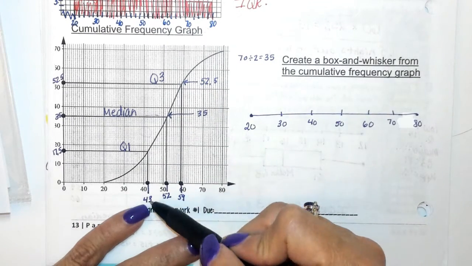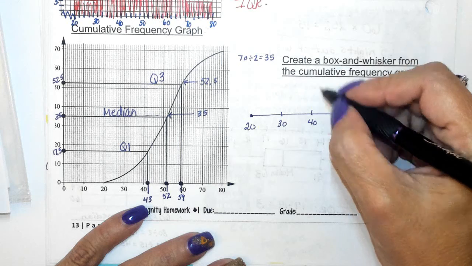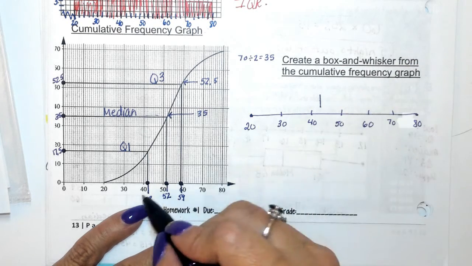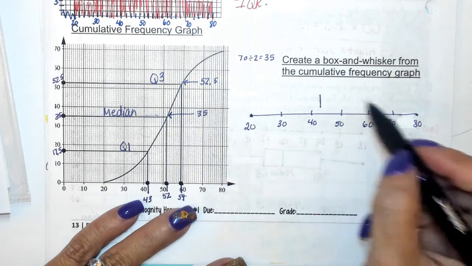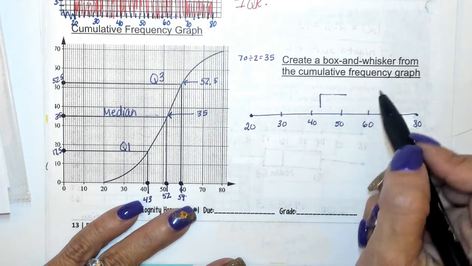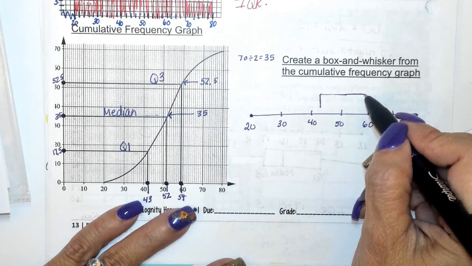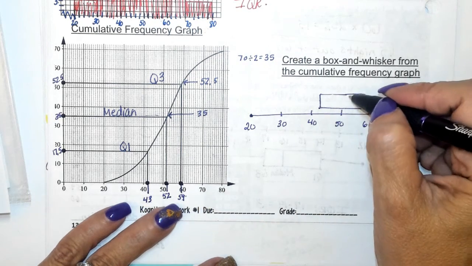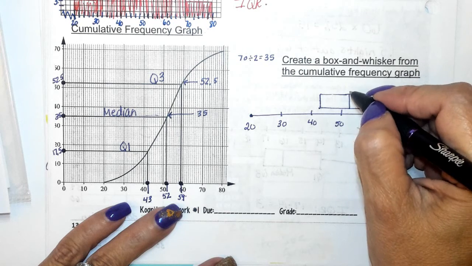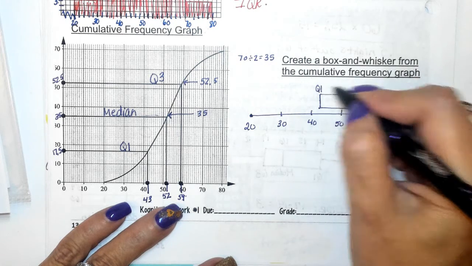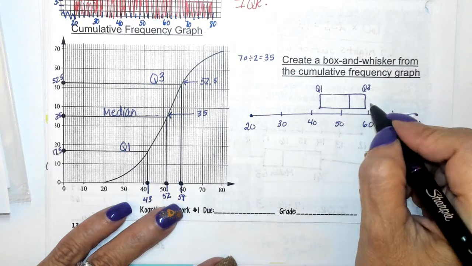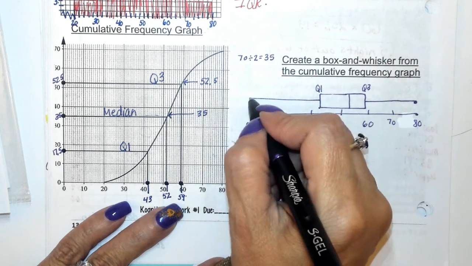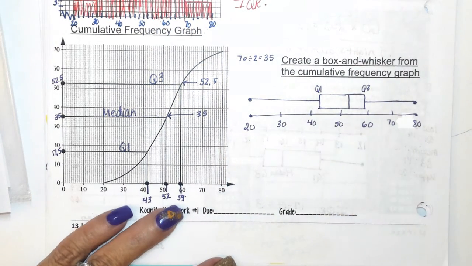Let's see. We did 43. So we're going to say right here, we'll come and say about 43 all the way up to 59. So we'll say about right here. And then 52 was our median. So I would say this is Q1, this is Q3, and the data goes all the way to 80, and it goes all the way down here.